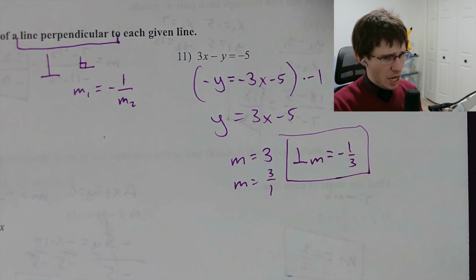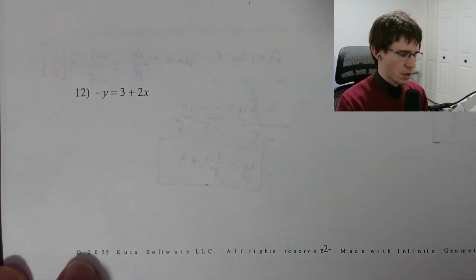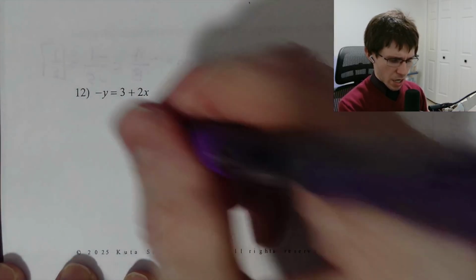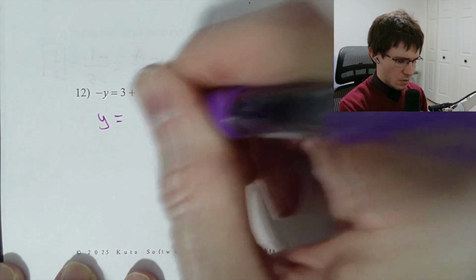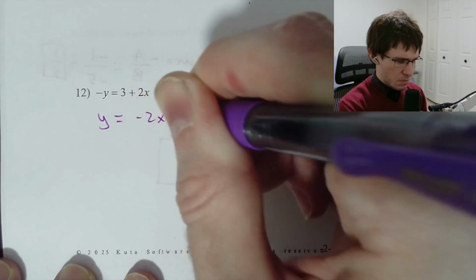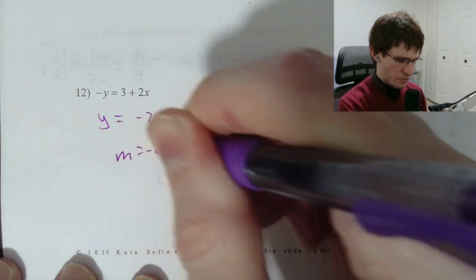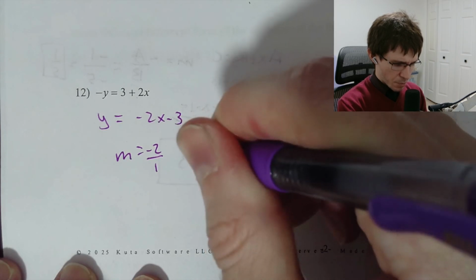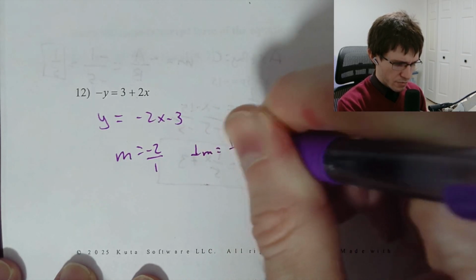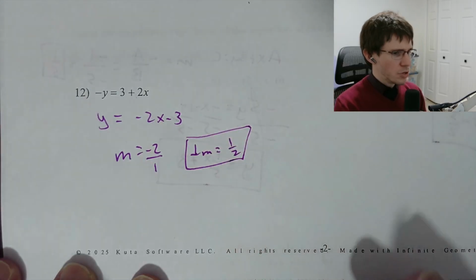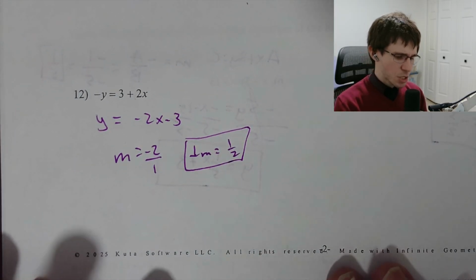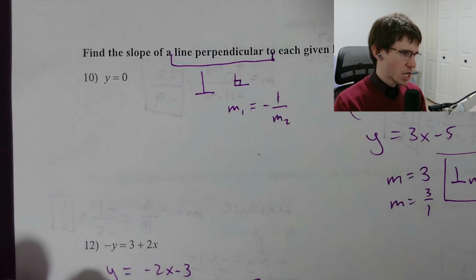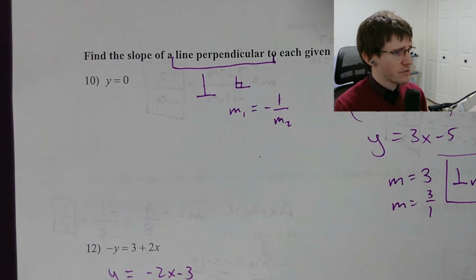Over here, same exact concept on this problem. We're going to multiply everything by negative 1. So we have y is equal to -2x minus 3. Then our original slope is -2, which is the same thing as -2/1. And therefore, our perpendicular slope is +1/2. Beautiful.